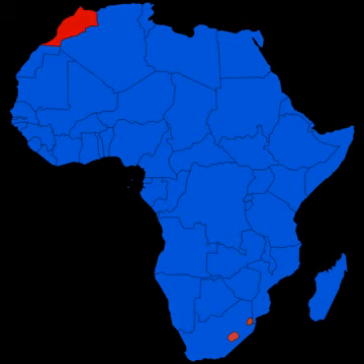The present ruler, King Mswati III, became monarch in 1986. A new constitution was established in 1998 which allowed for some degree of democratic rule, but, in practice, Swaziland remains an absolute monarchy and the ability of citizens to participate in the political process is limited.